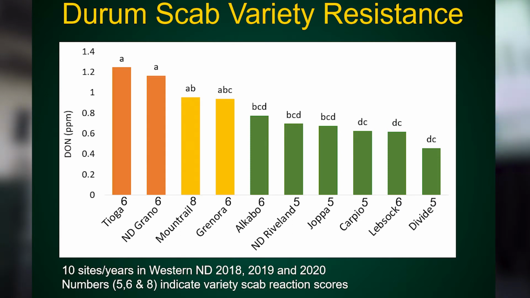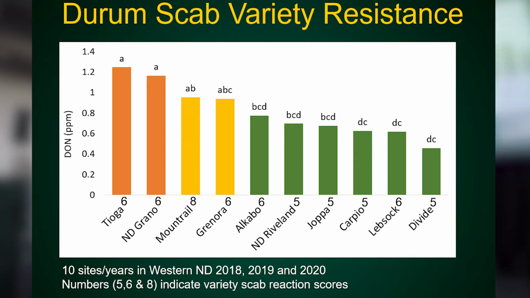And on the low end of the bar here, those are the scab ratings that those varieties are given. So Tioga has a scab rating of 6, Montreal has a scab rating of 8, and so on. And one pattern that kind of pops out right away is that some of the higher DON varieties don't necessarily have the highest rating. And you know, a lot of our data is driven by results from trials conducted out east. And so some of that might be climatic variation.